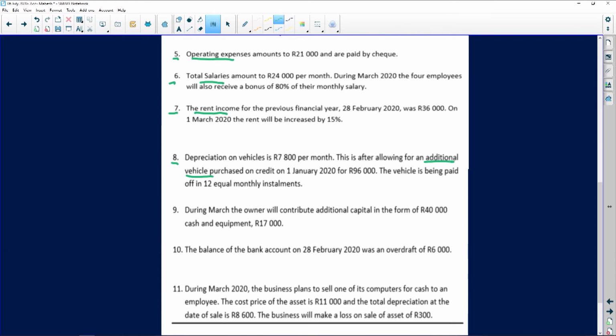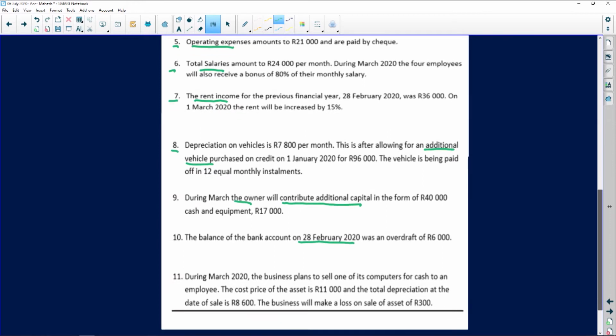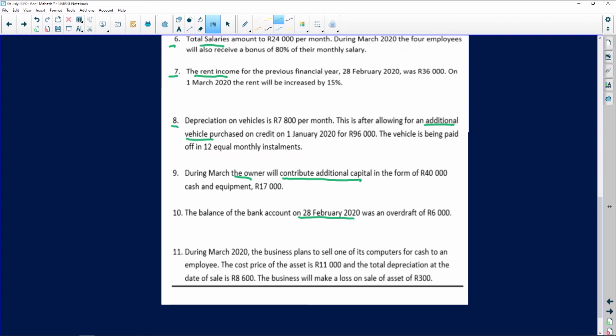Then information number 9 talks about the owner and additional capital that the owner is going to contribute. Information 10, the balance of the bank account on the 28th of February. And finally, the last bit of information deals with an asset that is going to be sold. The business plans to sell one of its computers for cash. Right, so we've got a feel for the information that's in front of us.